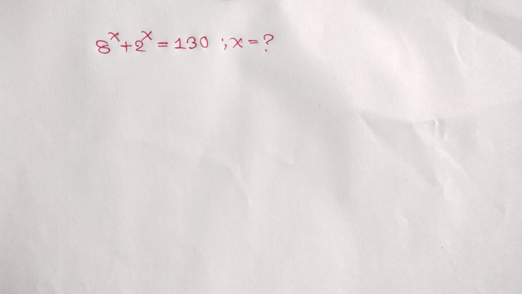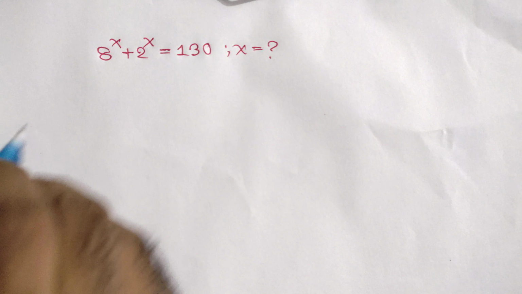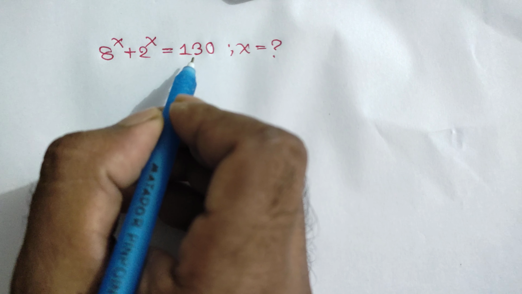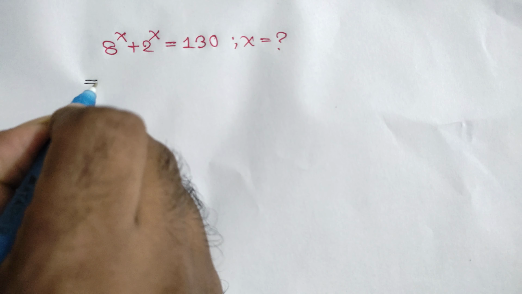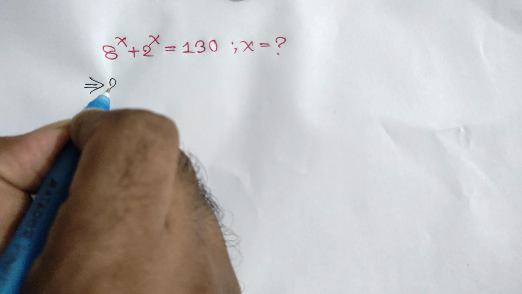In this video, I am going to show how to find the value of x where 8 to the power x plus 2 to the power x is equal to 130. Now this 8 can be written as 2 cube, because 2 cube is the same as 8. So 8 whole to the power x plus 2 to the power x is equal to 130.